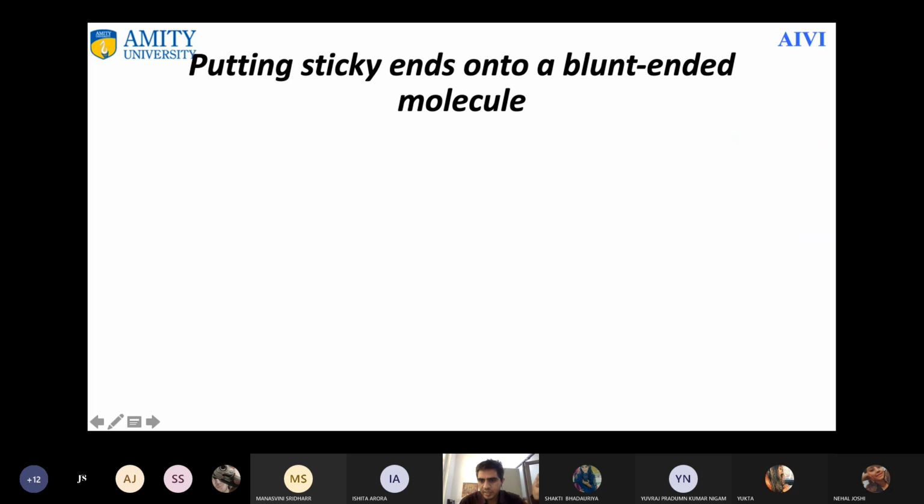And I think the time is getting over, so I'm stopping at this point. The last topic that remains is adapters and linkers: adding adapters and linkers, and what their utility is. We will talk about these in our next session. So now we are at the end of the session.